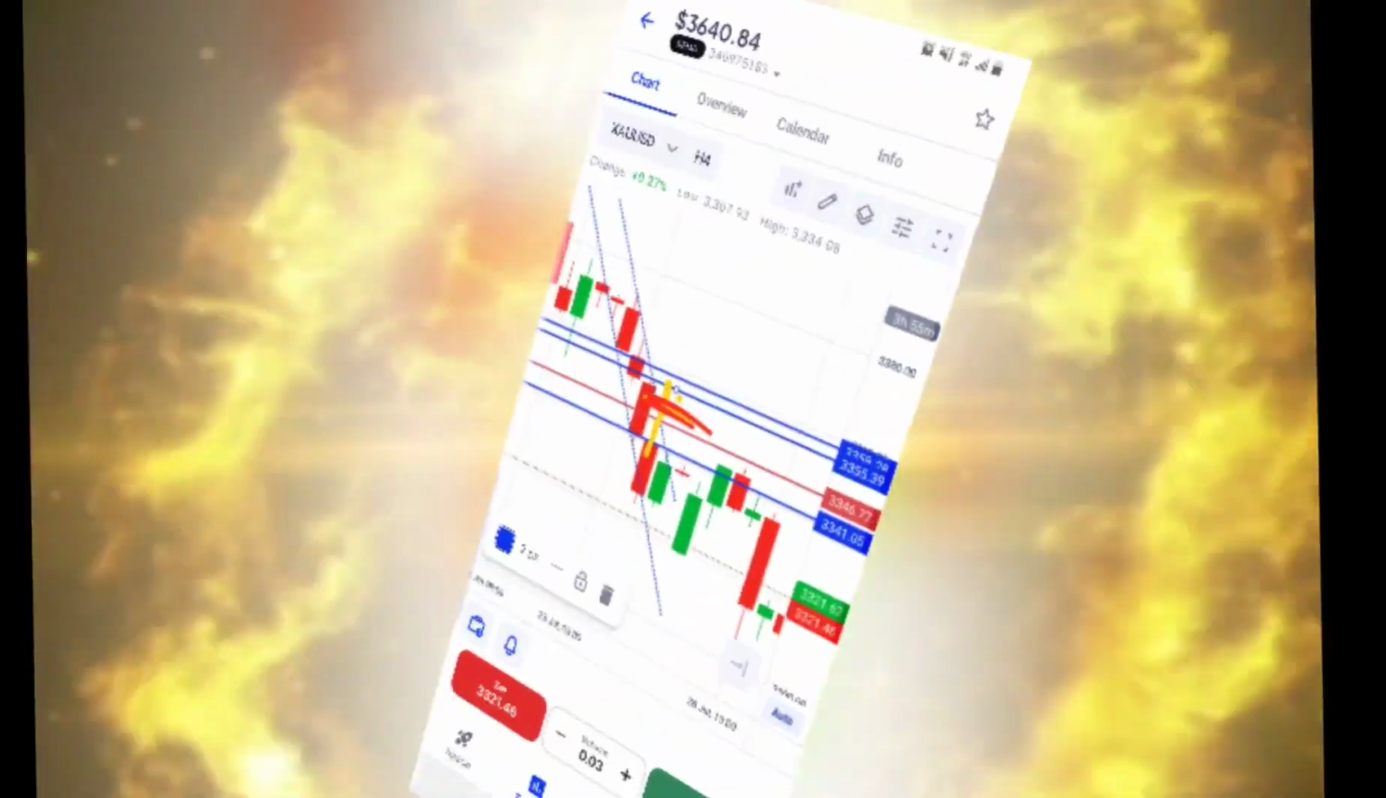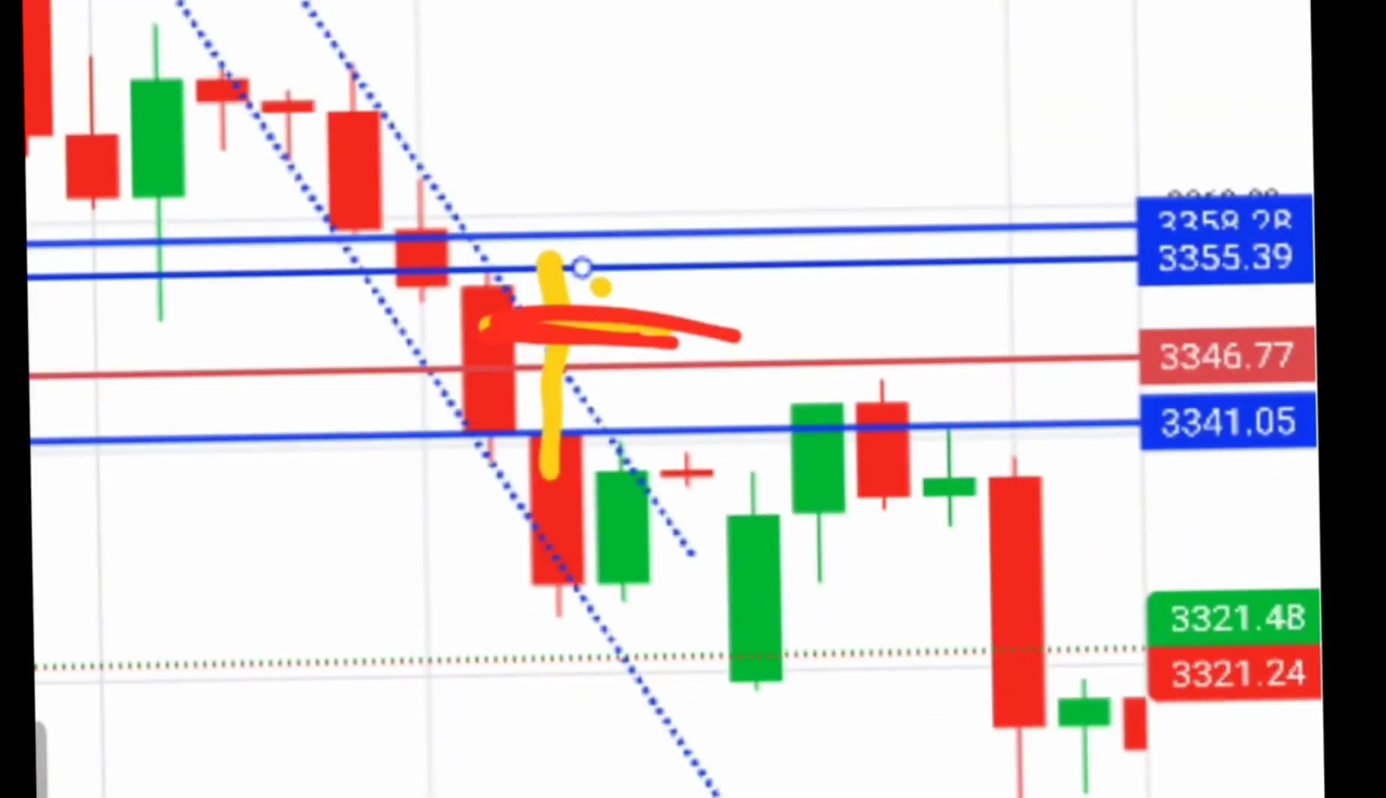The market was not wrong. It was you who set the stop loss too close to the candle that was wrong. So where should you set your stop loss?